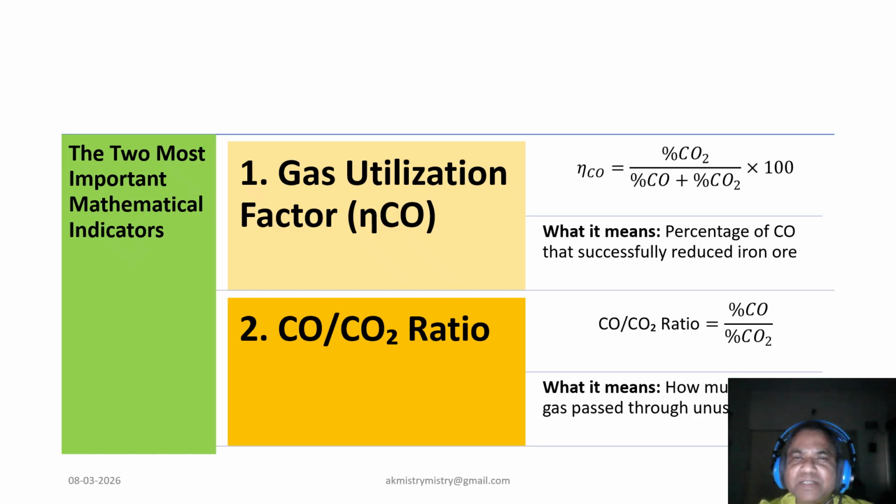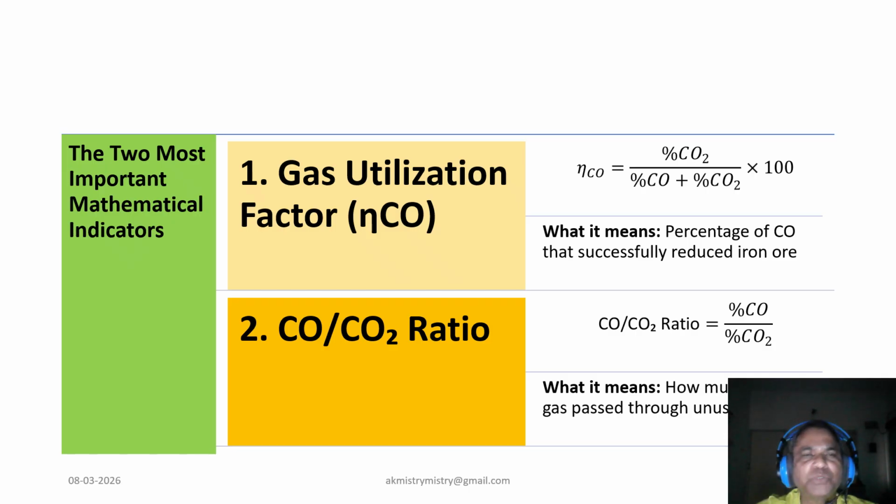So it's a direct measure of the efficiency of your gas. The second indicator is your CO/CO2 ratio, as mentioned here. Eta CO tells you how much gas was used. This tells you how much gas passed through unused. A high ratio means a lot of rich unused gas is exiting the furnace, which is a sign of inefficiency. We'll see how these two work together.